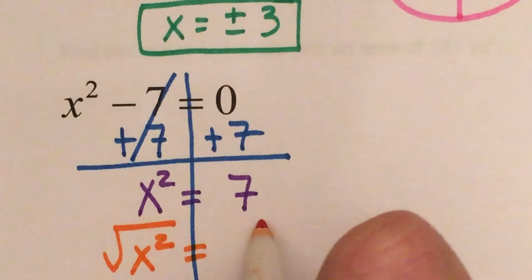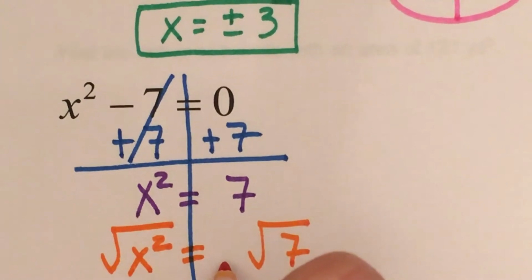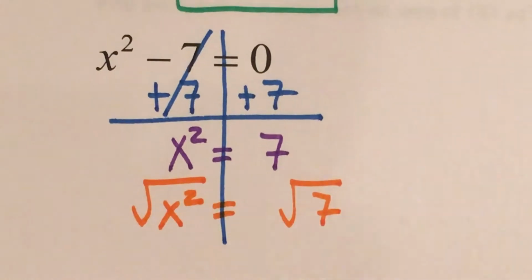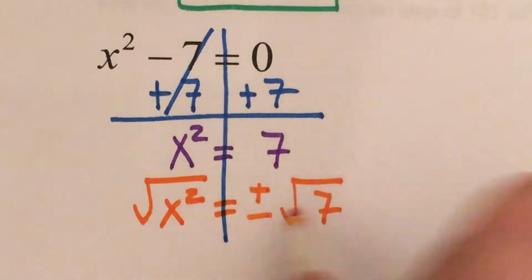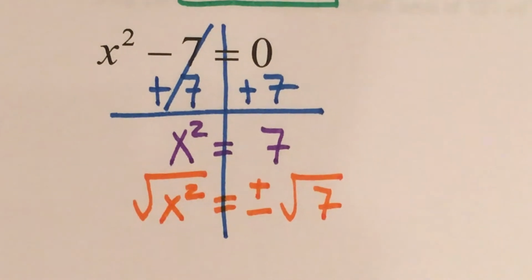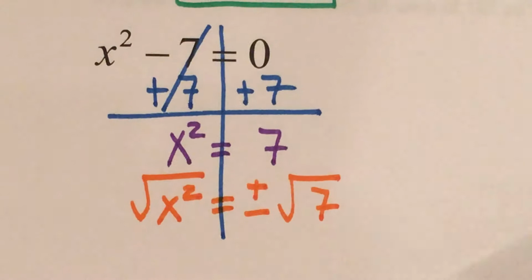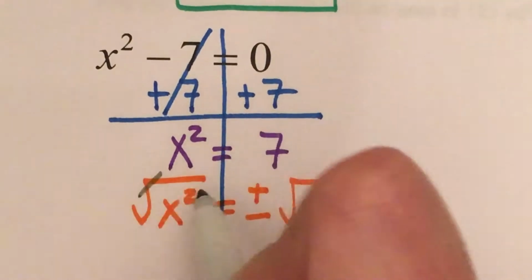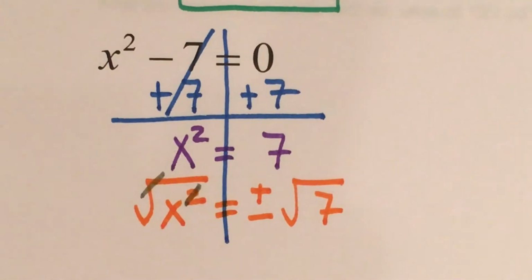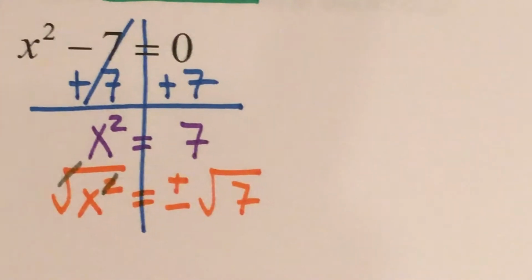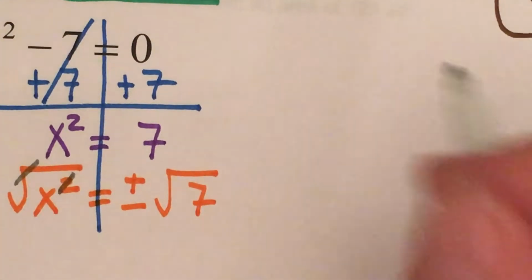And what do I have to put in front of a square root that has a number inside of it? Good, a plus and a minus. When I am solving, I have to acknowledge that. So this square and square root cancel each other out. And we have two things to look at here.